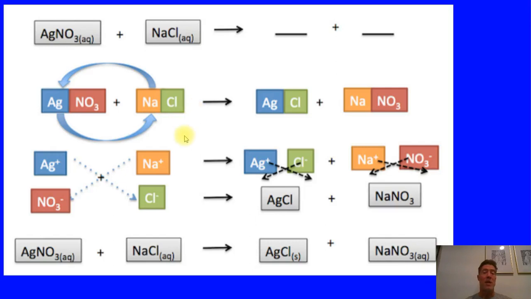There's lots of ways you can show this diagrammatically, but the easiest one for me is just to take one cation, swap it out, so stack this sodium in front of the nitrate, and then replace the silver in front of the chloride.